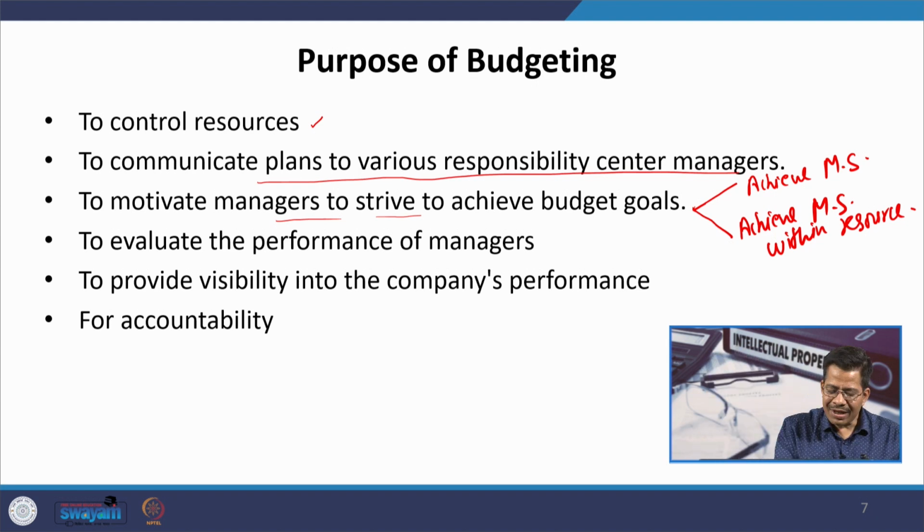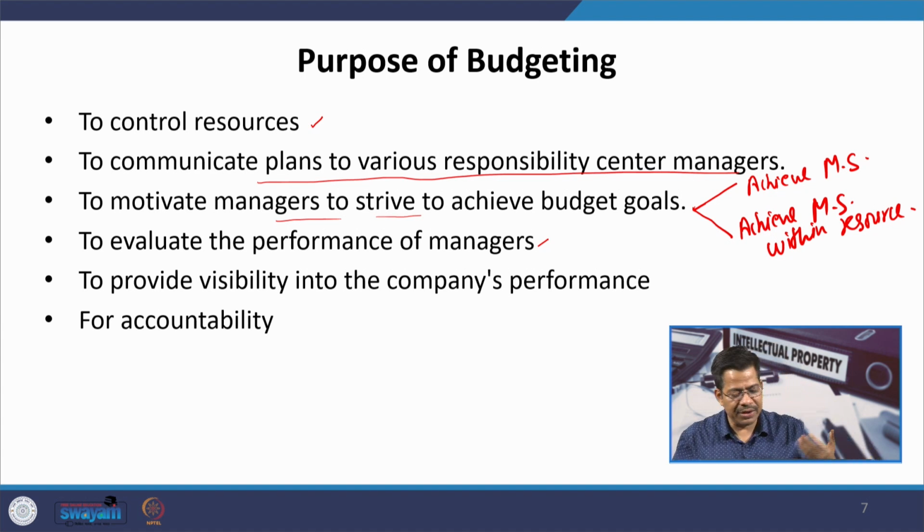Then, to evaluate the performance of managers, whether they are achieving the milestones within the budget or not. So, this gives you a criterion to evaluate the performance of your team members. Then, to provide visibility into the company's performance. When you have a chart showing who is achieving milestones, who is not, and then the overall company's milestones and budgetary performance, that gives you a very good idea about the overall performance of the company, and if it is a transparent system, it will help every employee of the organization to understand the performance of the company.